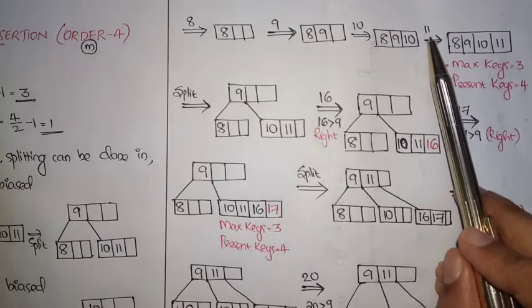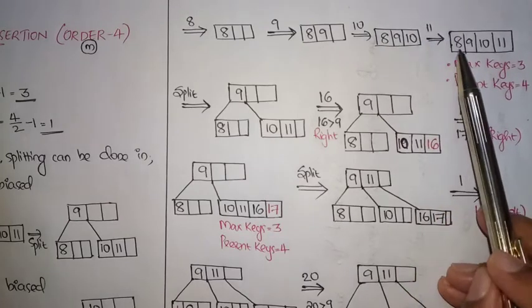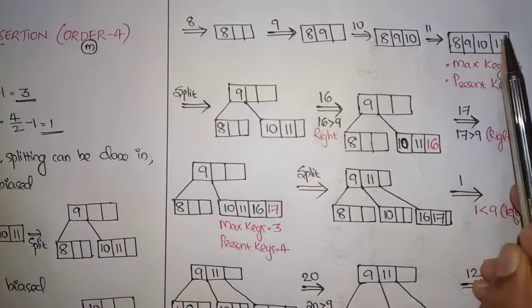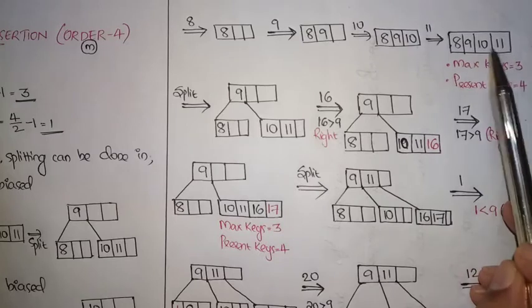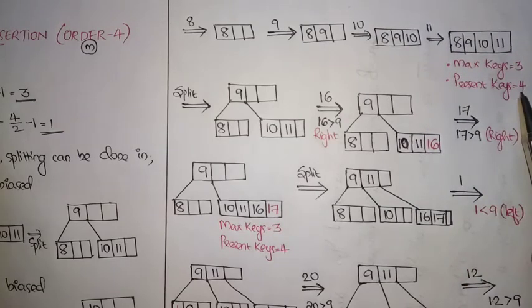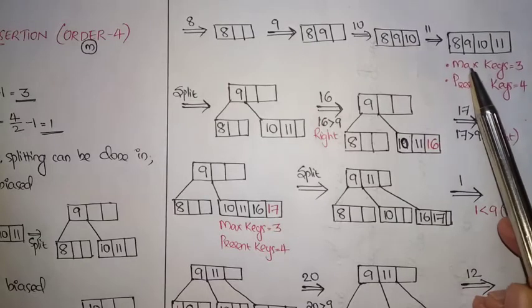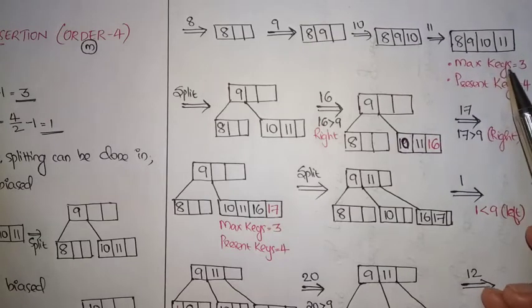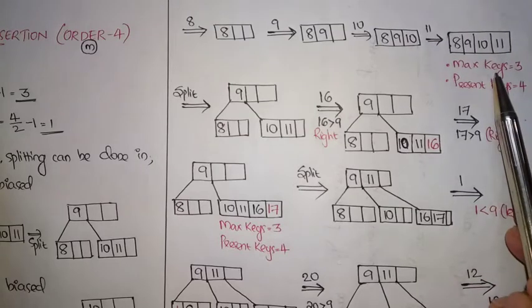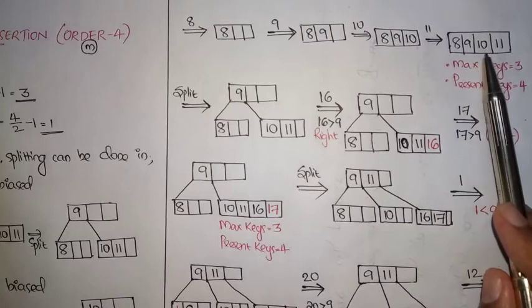The next key is 11, and I inserted 11 after 10. So now this particular node consists of 4 keys: 8, 9, 10 and 11. So the present number of keys is 4. But we know that the maximum keys possible in a single node is 3. So here my condition is violated. So I have to do a splitting here.